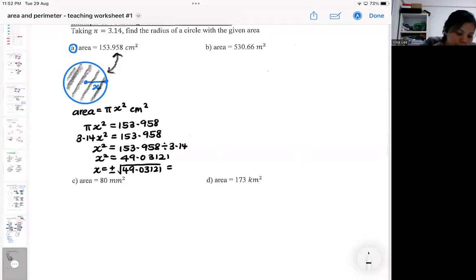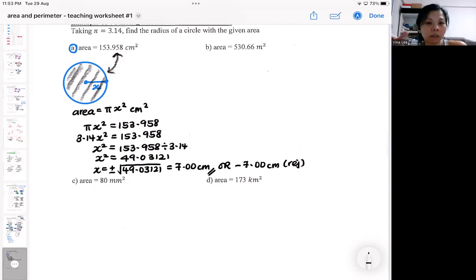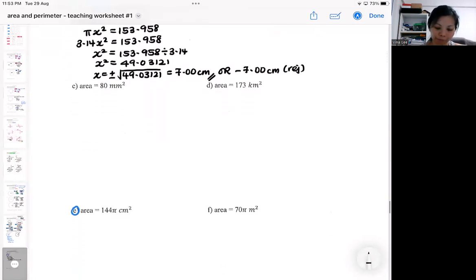So you will get 7.00 or negative 7.00. But you reject the negative value because radius is a positive quantity. We cannot have a length that is negative, so you will accept this. Because you will have a chain of decimals, you give it as 3 significant figures, so this one is 7.00.